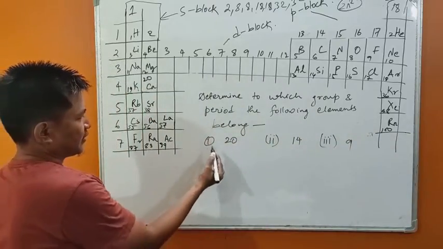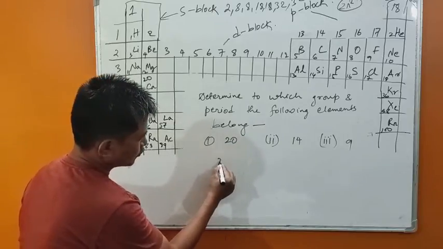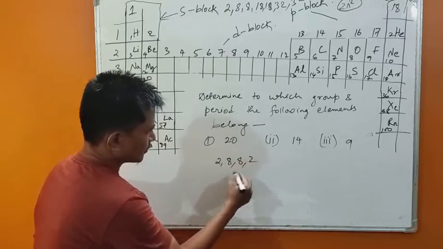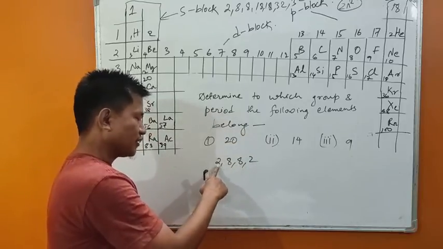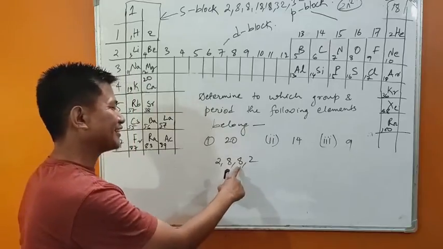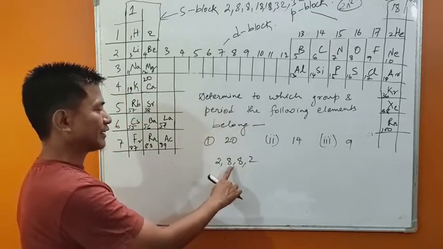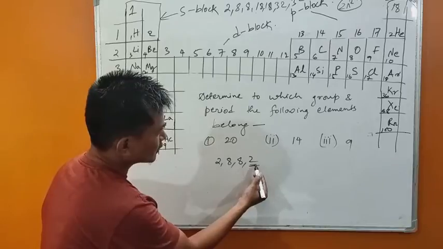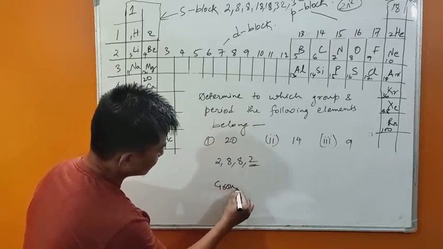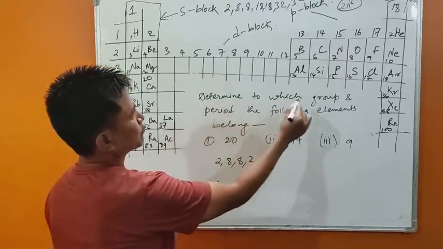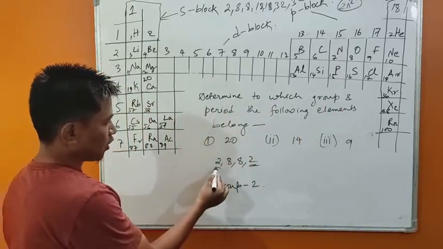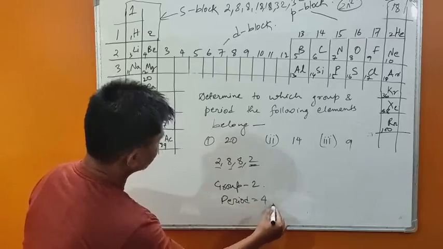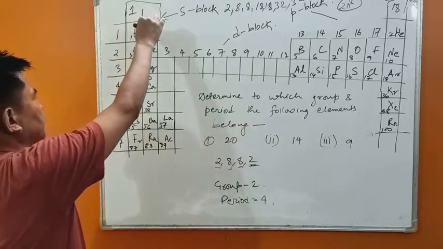Okay, 20 means, let us write the electronic configuration. 2, 8, 10, 10 plus 8 is 18, 18 plus 2 is 20, isn't it? So the outermost orbit contains 2 electrons, means this element belongs to group 2, isn't it? Now comes the period. Which period? 1, 2, 3, 4. Period 4. Are you getting me? So this element belongs to period 4. Means group 2, period 4.